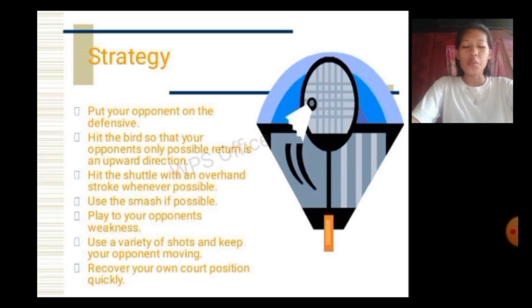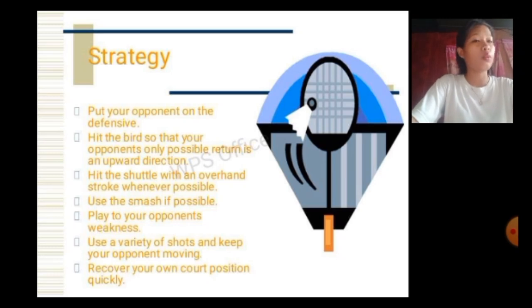Hit the bird so that your opponent's only possible return is an upward direction. So, kinahanglan nimo maigo ang shuttlecock kay kung dili, posibleng ang kalaban ang makaigo. So, kung sa langgam na siya, kinahanglan nimo siya maigo kay kung dili, posible na maigo sa lain ug ang lain ang makakuha sa langgam.